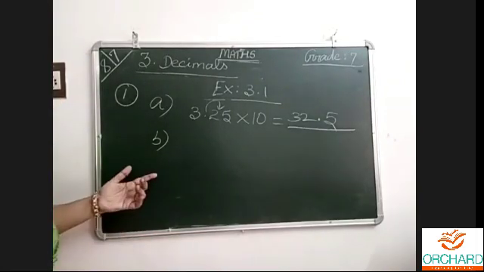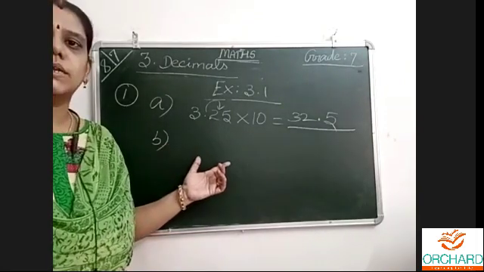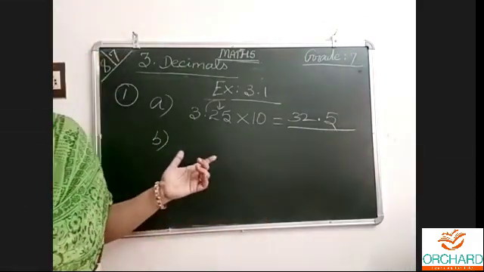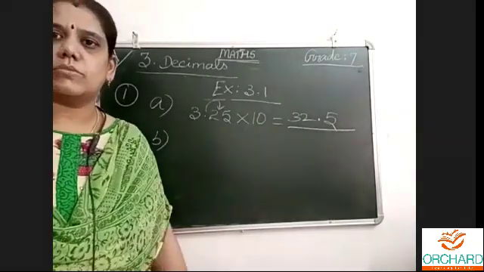Now, good. Those who gave the correct answer, very good. How many places must the dot move? 10 means one place should move.